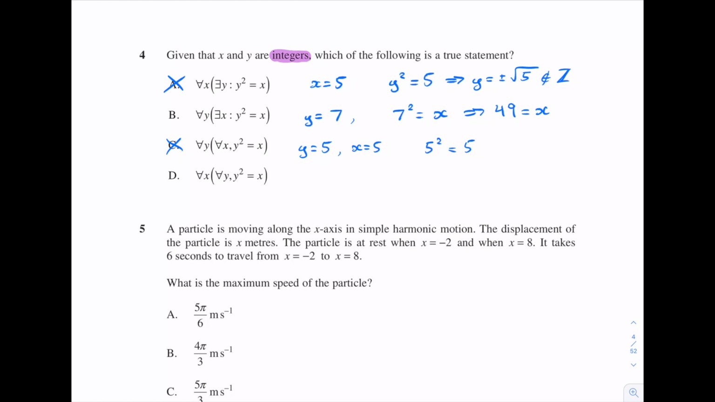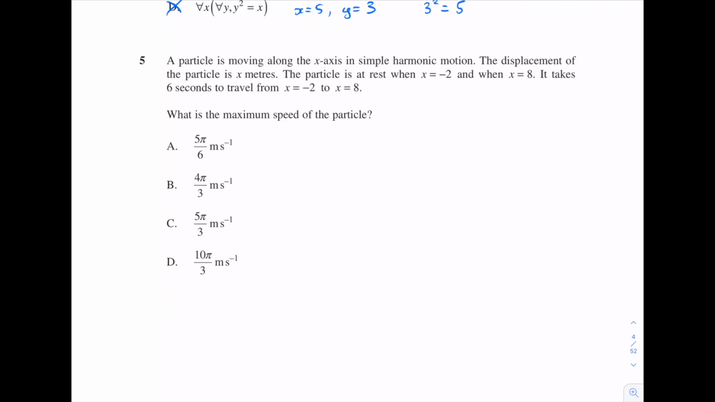And then for D, it's the similar sort of nonsense, right? We can just pick x equal to 5. This time maybe let's pick y equal to 3. And it's saying that 3 squared would have to be equal to 5, which is clearly nonsense. Okay, so D's wrong. B would be our correct answer.